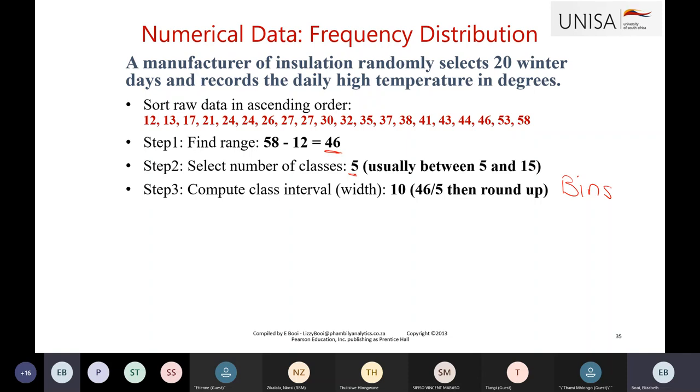I slaughtered maths to the highest degree, because when we round, it's still going to be 9, but for me, I'm going to create the width of 10. So it means the distance between my lowest value and my highest value will be 10. Since I know that I am going to create 10, I can look at my data and ask what is my starting point. My starting point is 12, and my highest point is 58. So if I create 10s, they will be included in that.